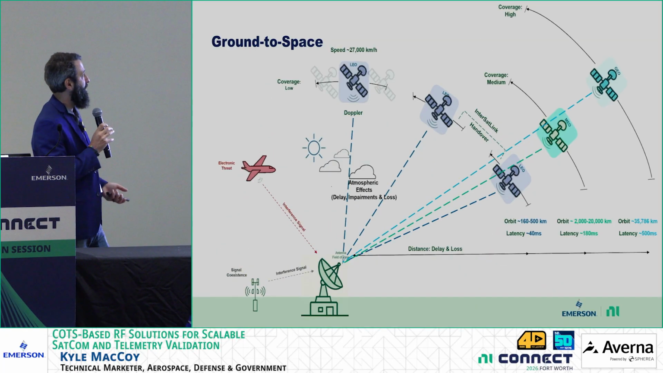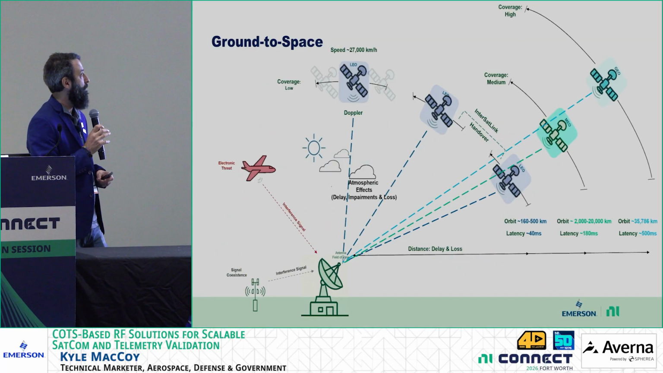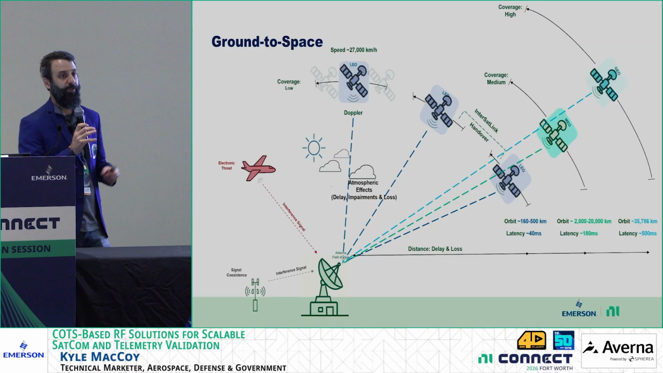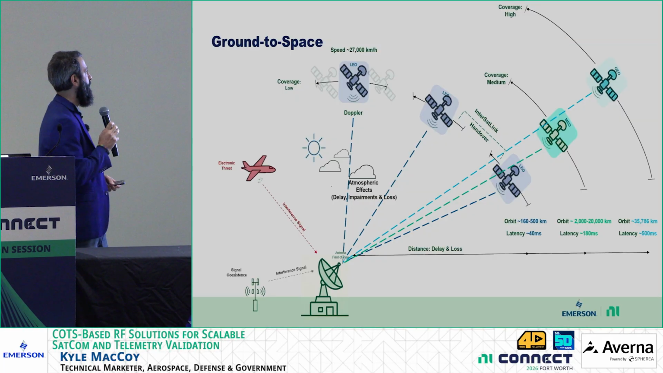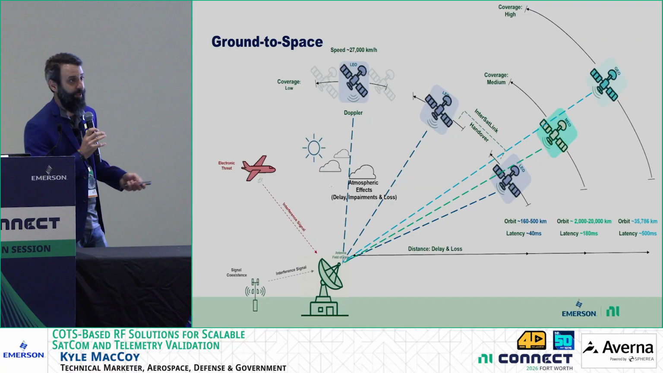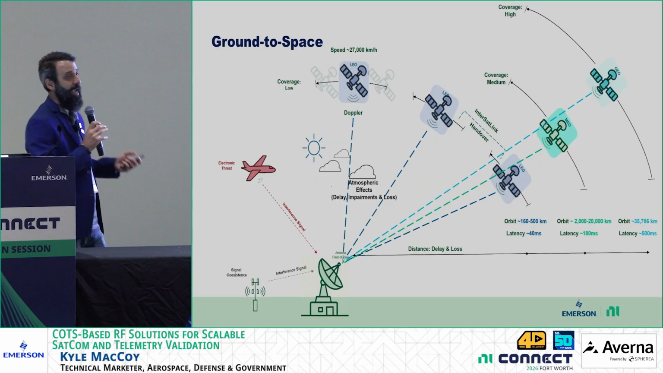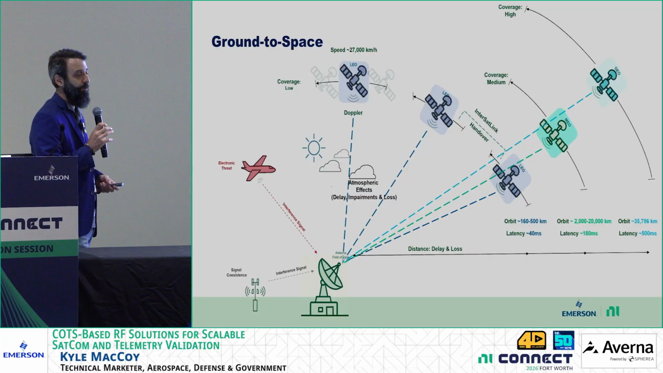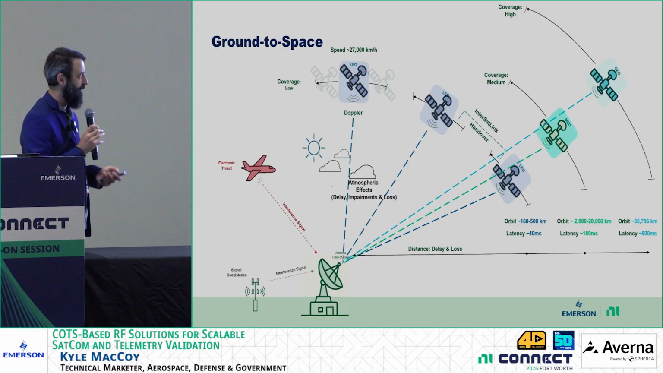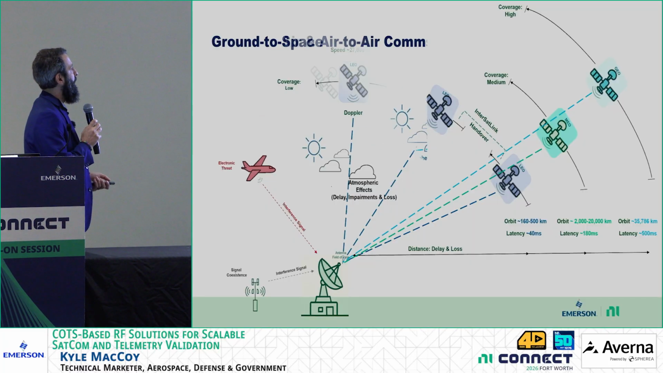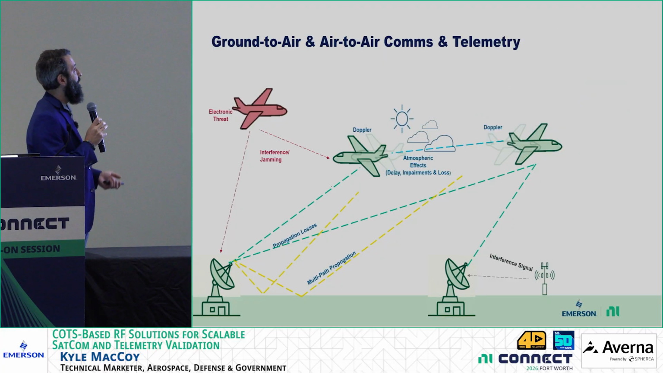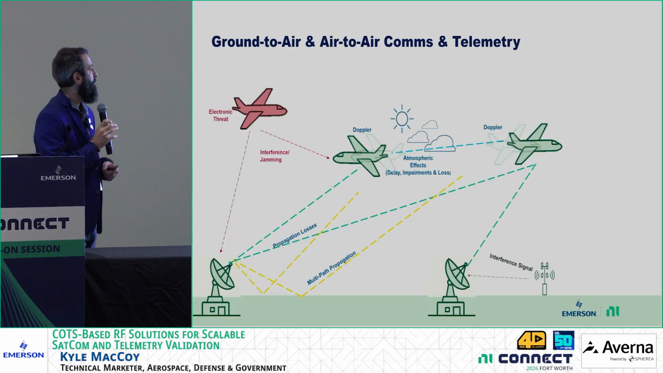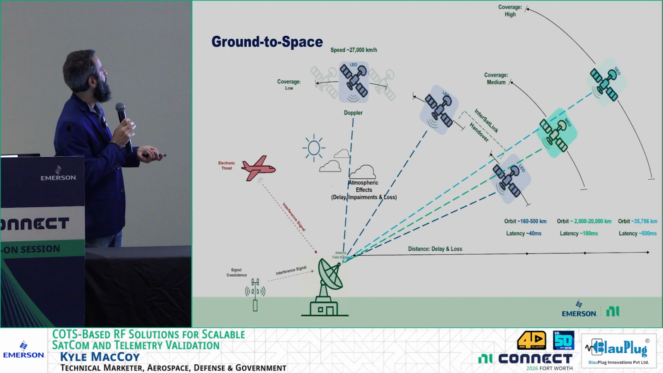In ground to space, you have large delays. You have Doppler effects that are extreme based on the orbital velocities. You have still atmospheric conditions. You might have threats either airborne or on the ground that are trying to interfere with that, or even spacebound threats that are actively interfering with that signal.